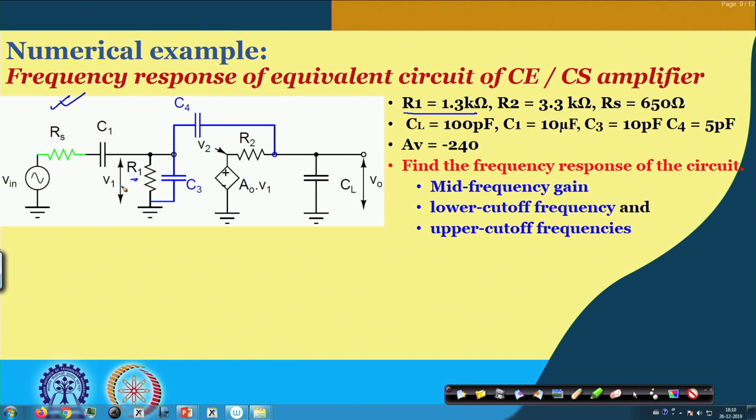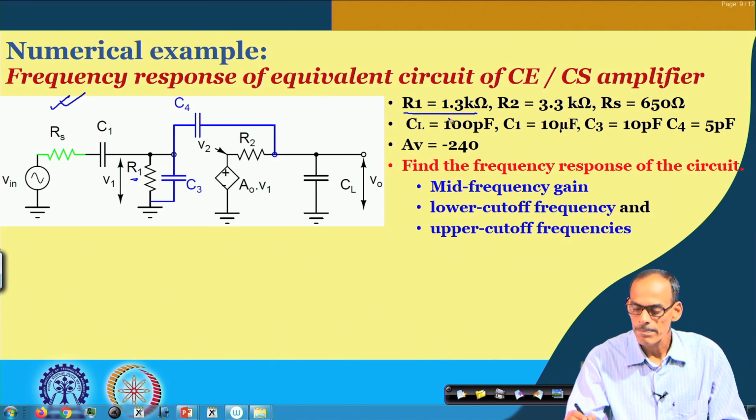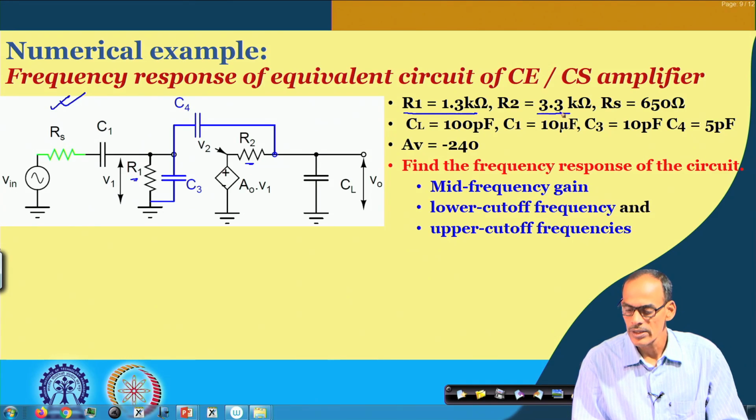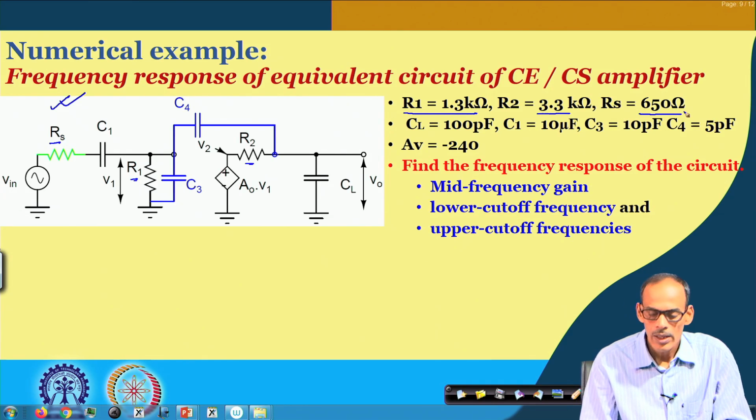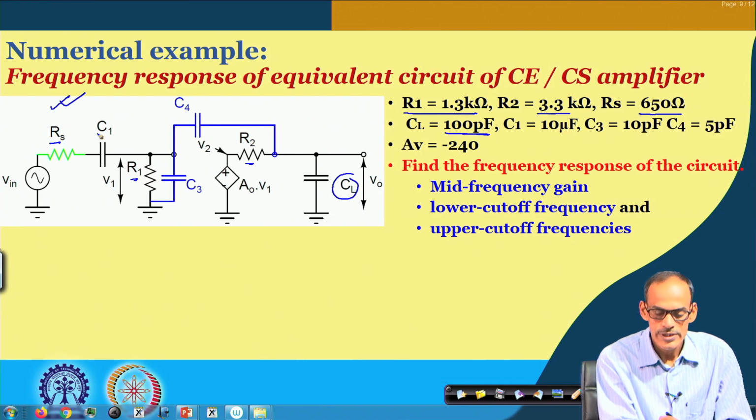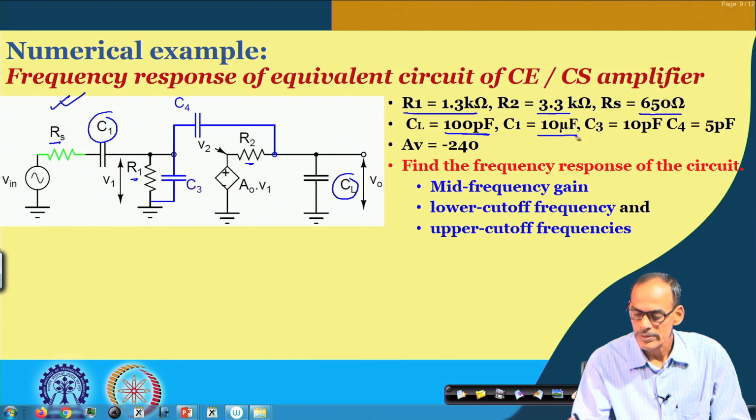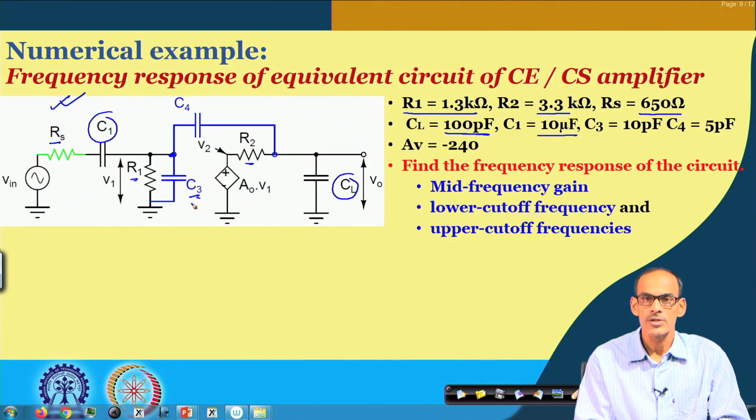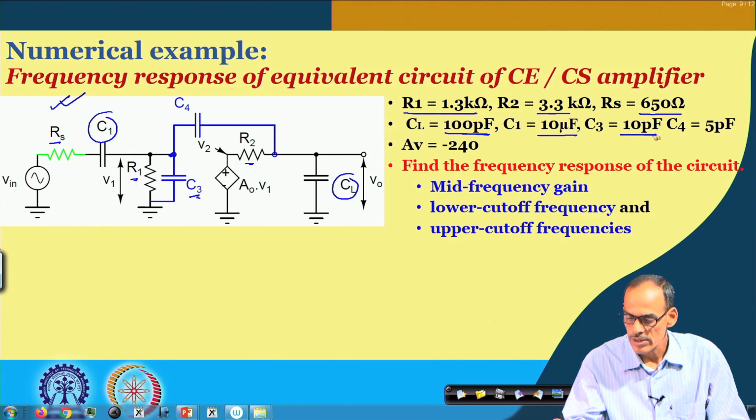R 1, this input resistance, is 1.3 k, then R 2, the output resistance, is 3.3 k, and let you consider the source resistance 650 ohm, that is also a typical value, one possible value of a typical signal source. And then the load capacitance C L is 100 picofarad, C 1 is given here, say 10 microfarad, and then C 3, which is one of the elements contributing to input capacitance, is say 10 picofarad.